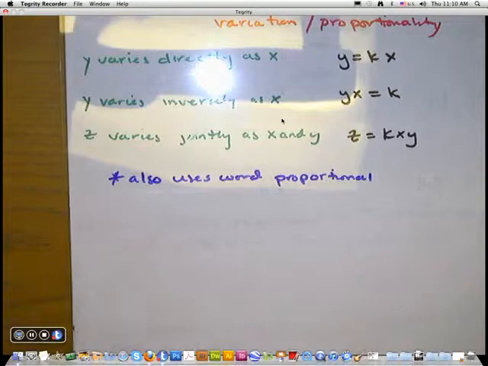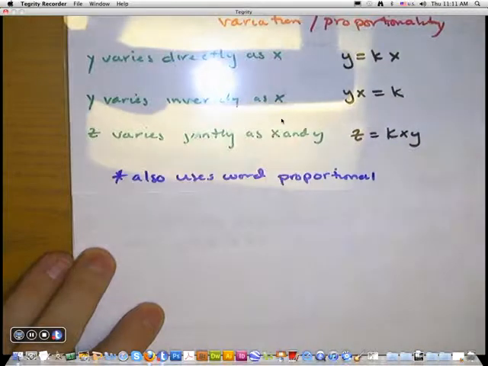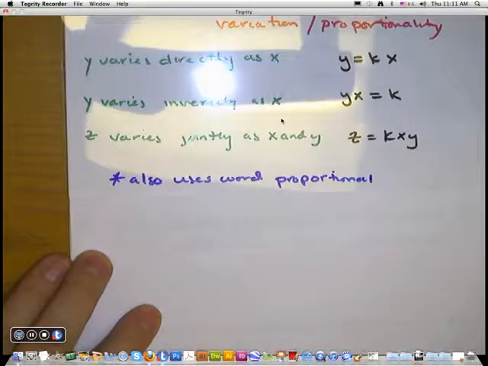Instead of the word varies jointly, you might see proportional. Z varies proportionally. Y is proportional. It means the same thing. Variation, proportional, same wording, same setup. Nothing changes with that. K in all 3 circumstances is a constant. It is a number that you are going to find.